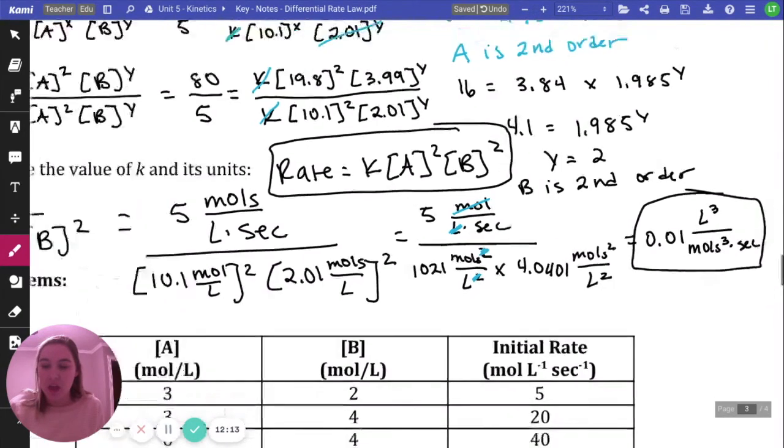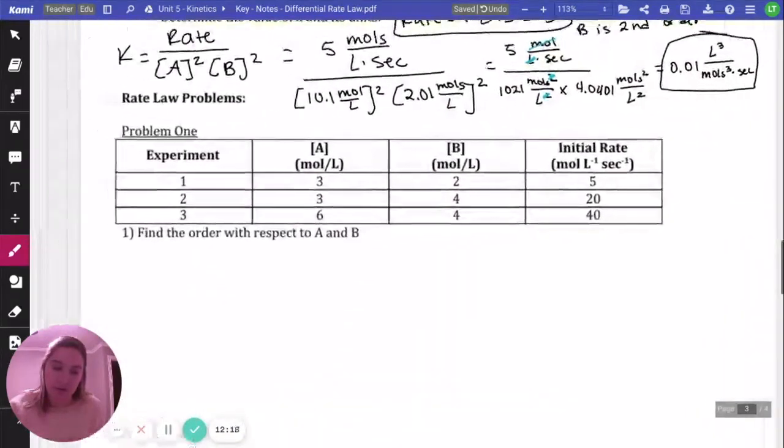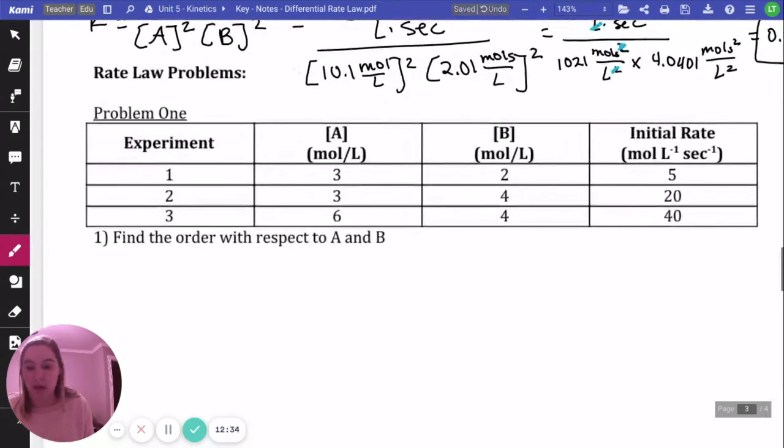Okay, let's do one more together, and then I'm going to leave you guys to do the last ones. I am going to do that problem the way I just showed you one more time. But for you guys, if you don't want to do it that way, you're welcome to pause the video, solve it the way you want to, and then check back with me.